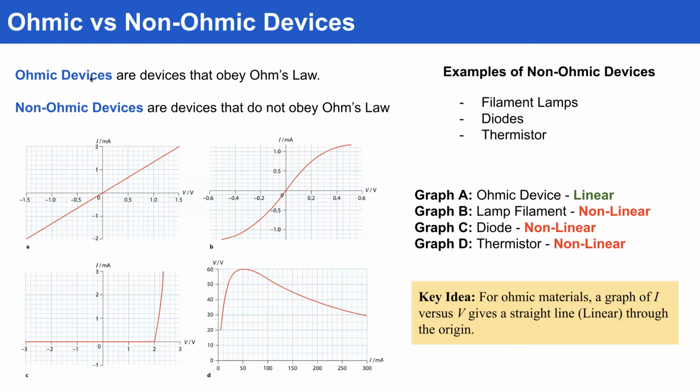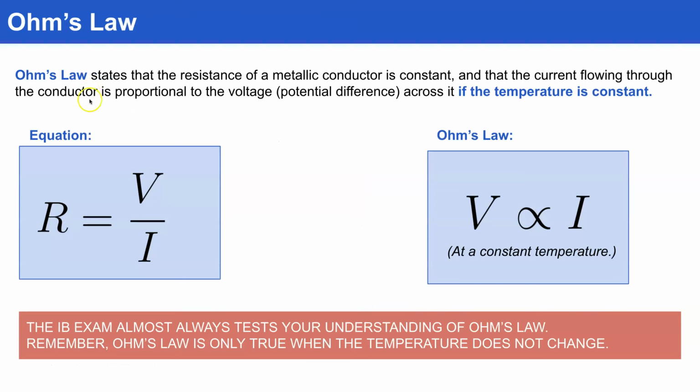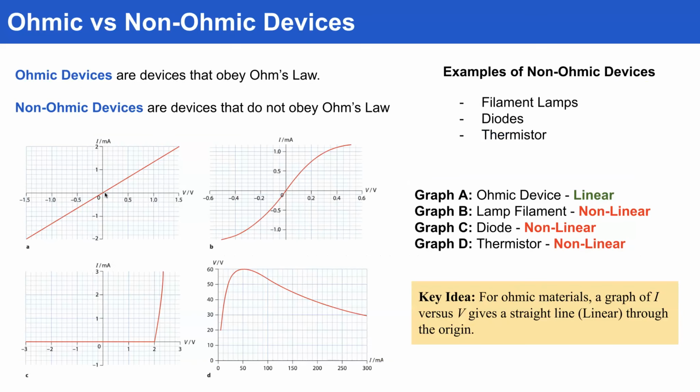And so, graph A here, this is going to be linear, right? And it makes sense that it goes through the origin, because at zero current and zero voltage, there should be no resistance ideally. Alright, so if it's linear, if you're graphing I over V or V over I, doesn't matter. Because it's a linear relationship, you should get a straight line through the origin. Graph B is a lamp filament, nonlinear. Graph C here, on the bottom left, that is a diode, nonlinear. And graph D, that is a thermistor.